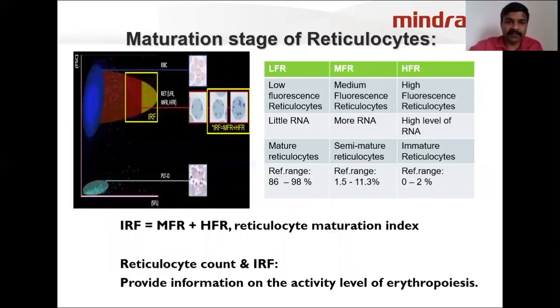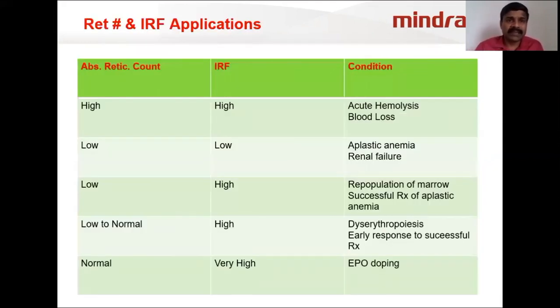You can see the immature reticulocyte fraction gives you the activity level of erythropoiesis. So this also can be used as a prognostic marker as well as a diagnostic marker in case of bone marrow response for producing the erythropoiesis. So these are the different kinds of applications. You can see the absolute reticulocyte count in association with the immature reticulocyte fraction can be used for identifying different disease conditions like severe hemolysis or aplastic anemia. This can be identified by using this combination of immature reticulocyte fraction with absolute reticulocyte count.